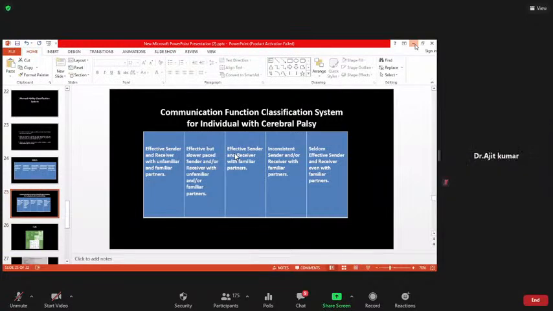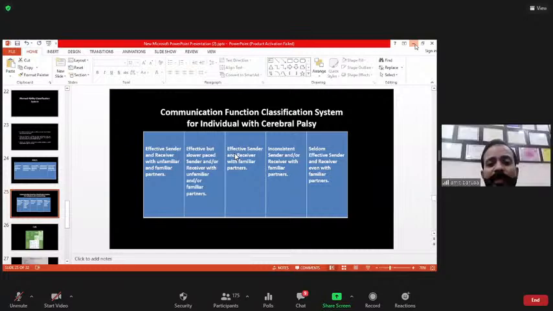Yes, so this scale, again, has levels 1, 2, 3, 4, and 5. Just go toward this part where there is one square with P, one circle with U, one square with F, and that's how we describe it. Just imagine this P is that particular person, the person with CP. This U is for the unfamiliar partner, the unfamiliar person who is new to that particular person. And this F is about the known or familiar person.